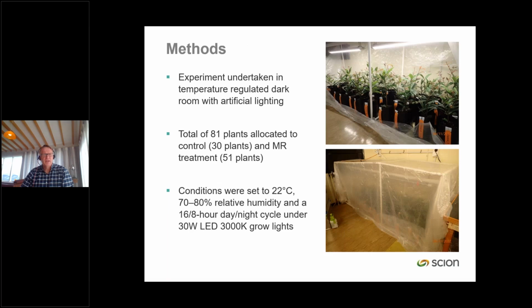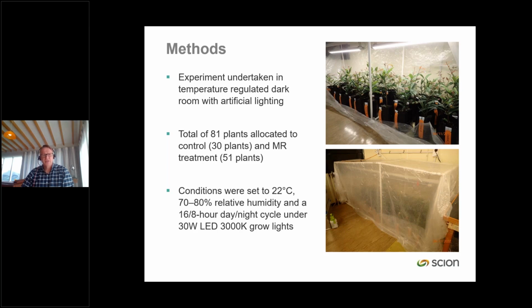The experiment was undertaken in a temperature-regulated dark room with artificial lighting. We had a total of 81 plants. 30 plants were allocated to the control, and we also allocated 51 plants to the myrtle rust treatment. The reason that we have different numbers of plants allocated to the two treatments is that we wanted to maximize the number of plants that were going to get infected. As it turned out, all of them became infected.